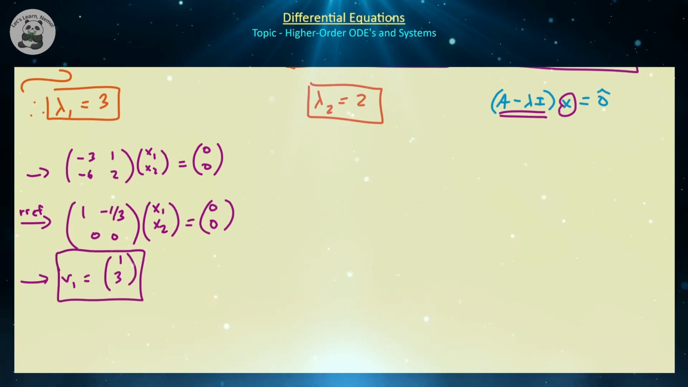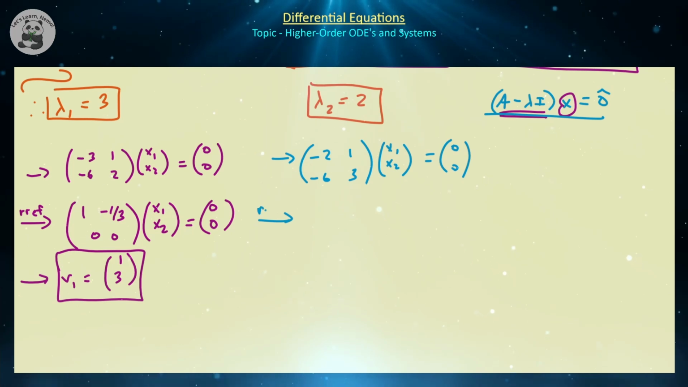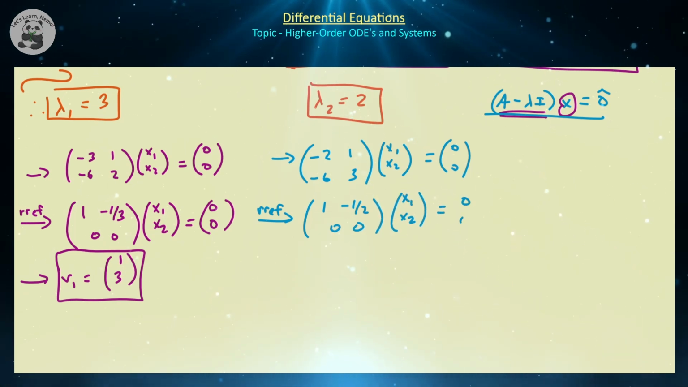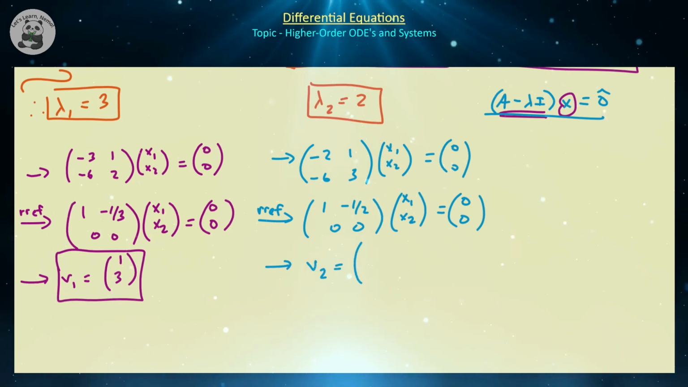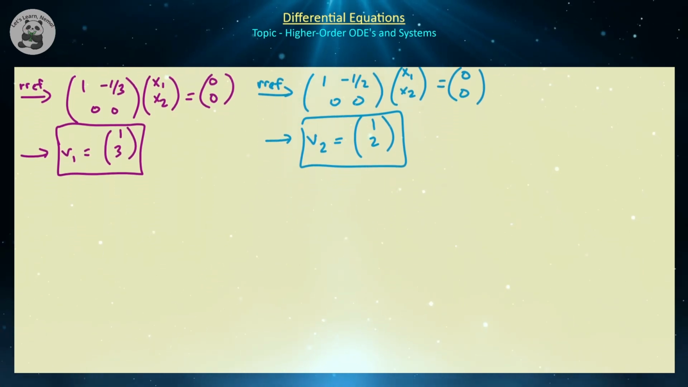Right? Similarly, for this other eigenvalue, if we substitute 2 into this equation, (A minus lambda I) x is equal to 0, we're going to have [-2, 1; -6, 3] times [x1, x2] is equal to [0, 0]. And if we reduce to echelon form that particular equation, we're going to have [1, -1/2; 0, 0] times [x1, x2] is equal to [0, 0]. So you should be able to see that an eigenvector associated to the eigenvalue of 2 is going to be equal to the vector [1, 2]. Right? So once we have this, then what are we going to have?